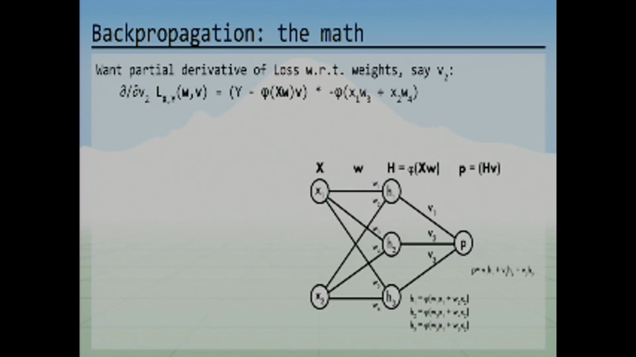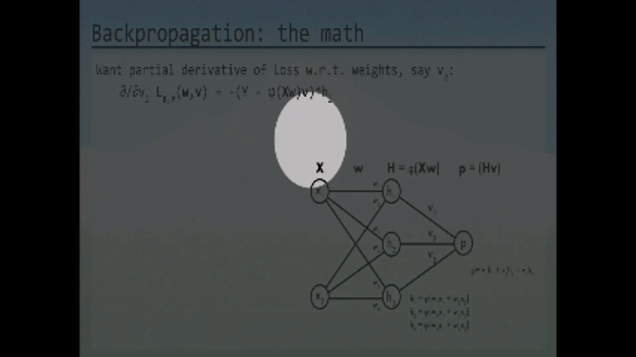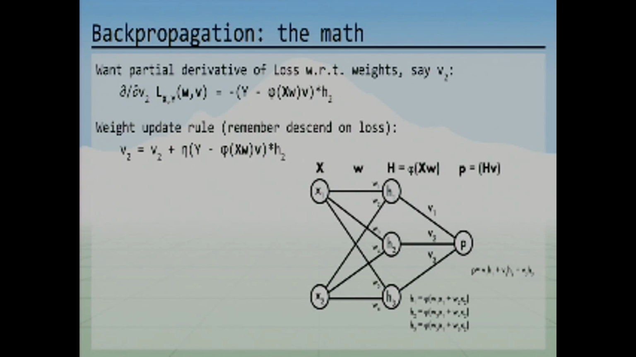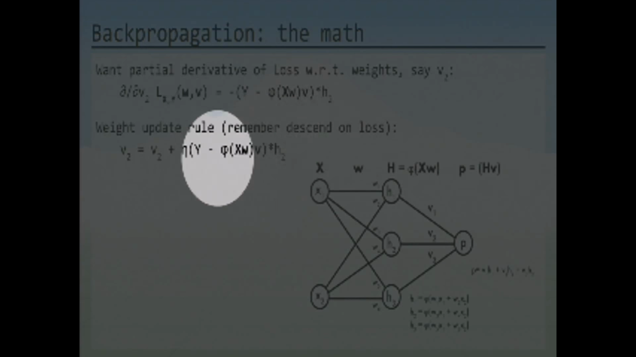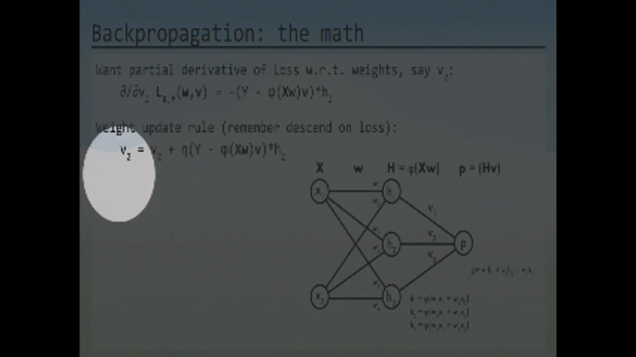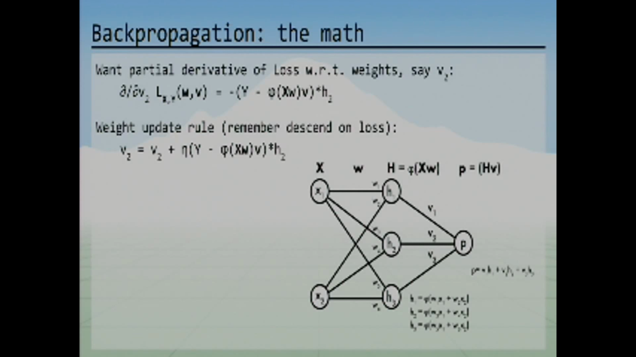This makes a lot of sense with what we were talking about for logistic regression earlier. Again, all we're going to do is substitute in h2 for that term and move the negative sign to the front. Remember that we are doing gradient descent when we're talking about loss functions. So for our weight update rule, we're going to add on some scaled version of this partial derivative of the loss function with respect to the weight we care about, v2. So the weight v2, for some future time step, is just the current weight plus some scaled version of this partial derivative.